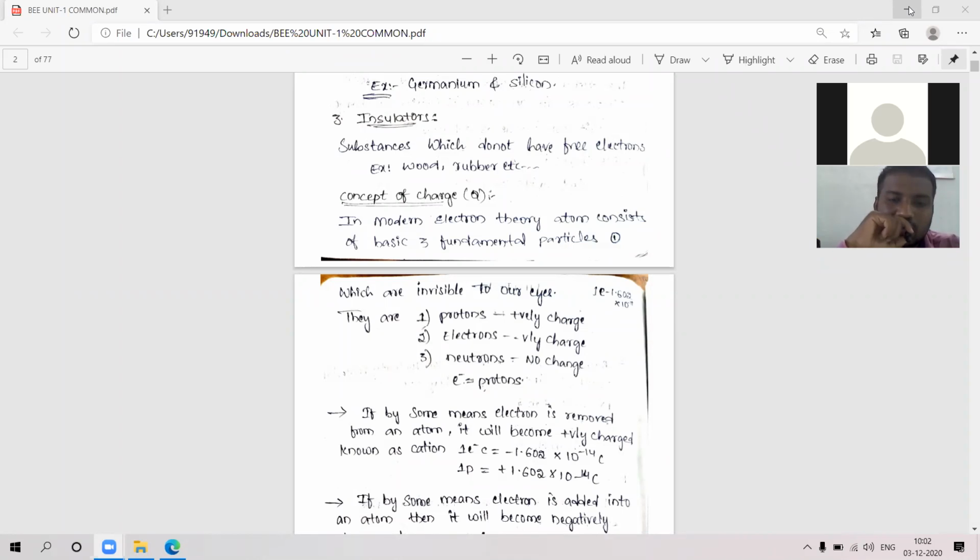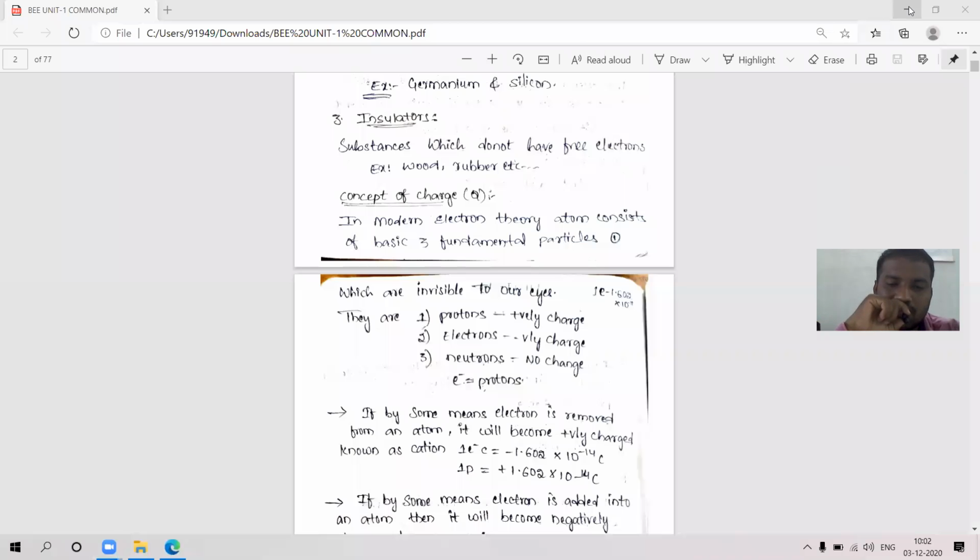Positive and negative are going to cancel, yes or no? Positive charge is there, negative charge is there, so electrically the atom is neutral. So how do you say it is a positive charge or a negative charge? By some external force or some external energy, if you remove one electron or one proton, what happens? That atom is then left with some charge.